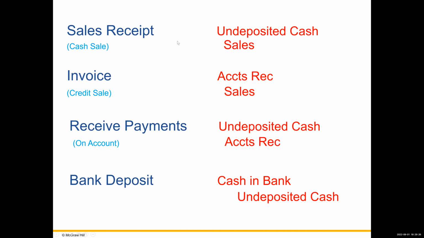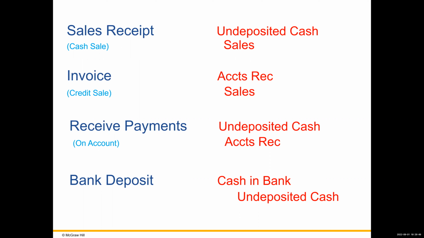And what's going to happen? Behind the scenes, there's a journal entry. You're going to be crediting your sales, and then you're going to debit this thing called undeposited cash. And you're saying, Tutor, what do you mean by that? Well, you receive the money, right? But it's not in the bank, is it? No. Until you put it in the bank, it's undeposited.